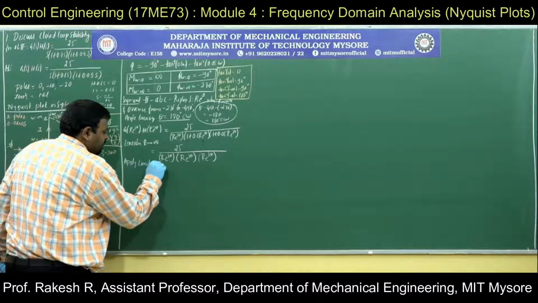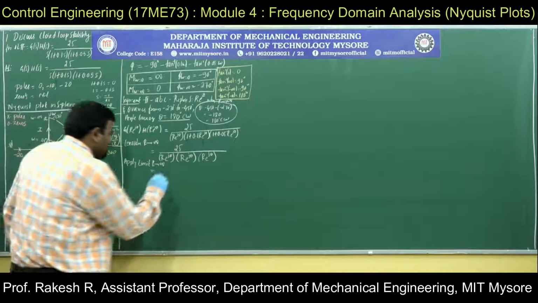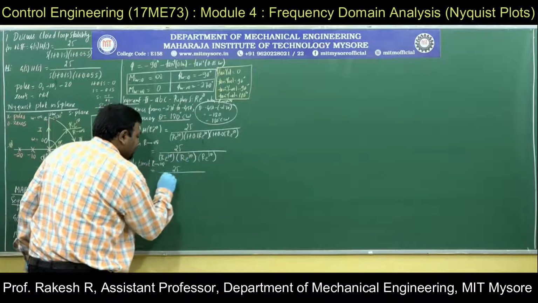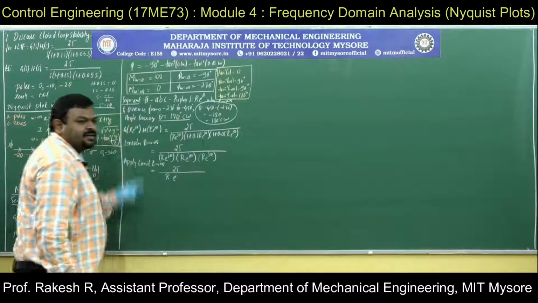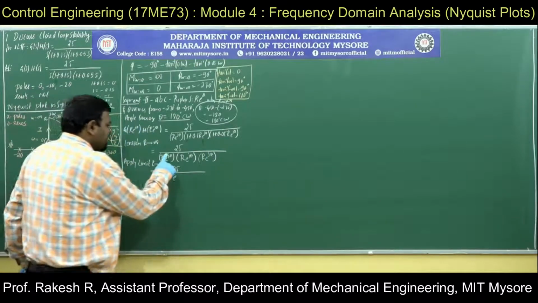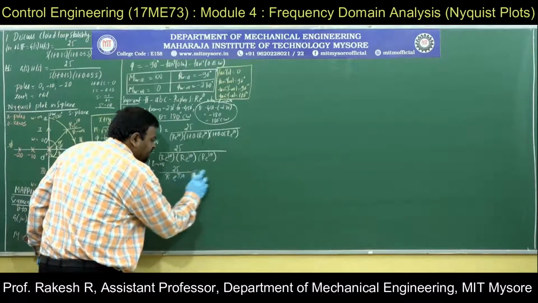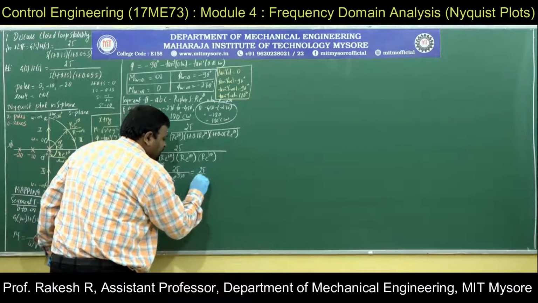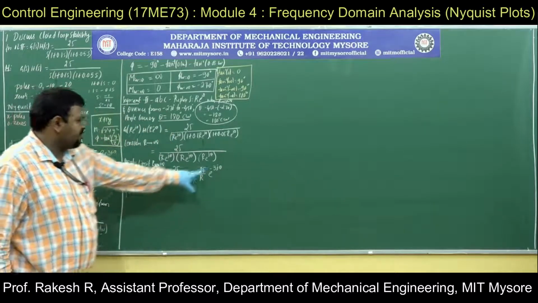Apply limit, r tends to infinity. What happens? The simplification part is important. 25 divided by infinity into infinity into infinity, again infinity. Then e to the power of j theta, j theta, j theta. It has the same base, but the indexes are different, so you can add the index: j theta plus j theta plus j theta is 3j theta. If you take that to the numerator, it will be 25 by r e to the power of minus 3j theta. So this is the simplification part.